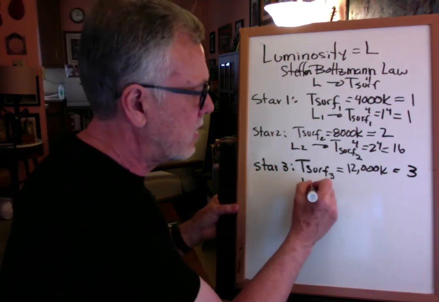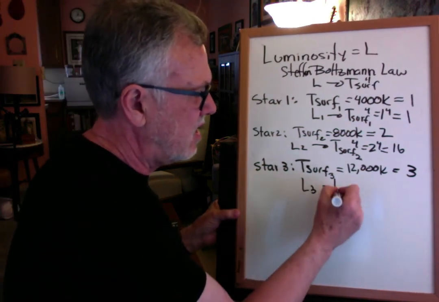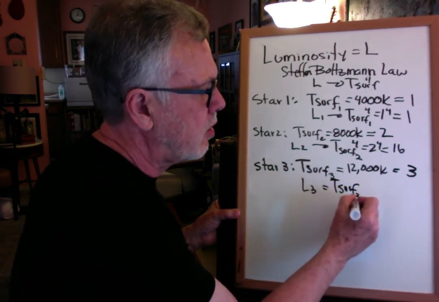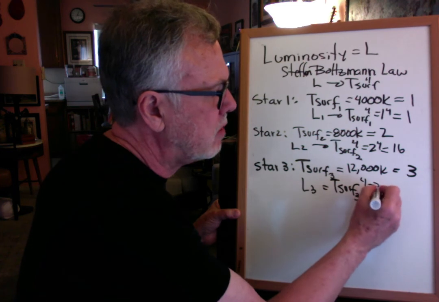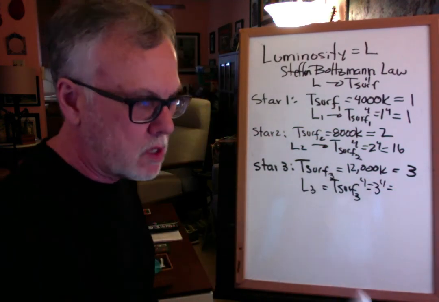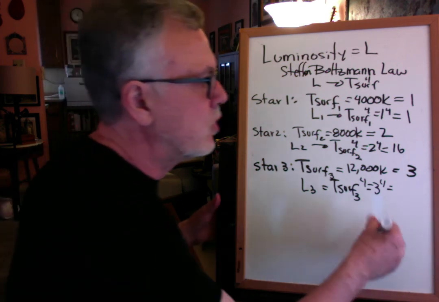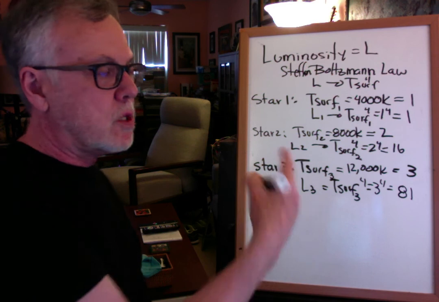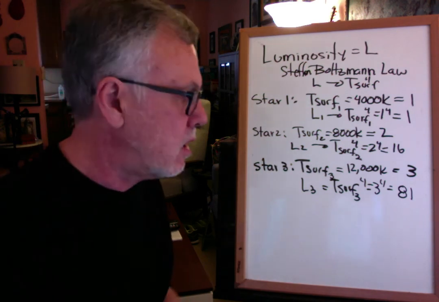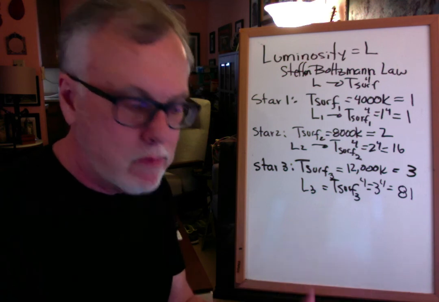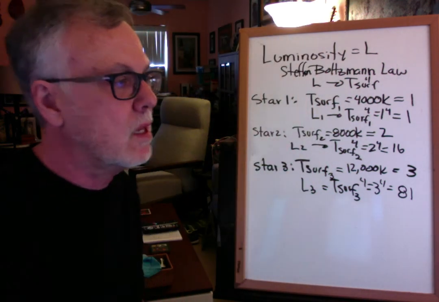And its luminosity is its surface temperature of star 3 to the 4th power, which is 3 to the 4th power. So that's 3 times 3 times 3 times 3, which is 9 times 9, which is 81 times. So you can see as we increase the temperature of a star, the amount of energy that flows out of every square meter every second increases tremendously.